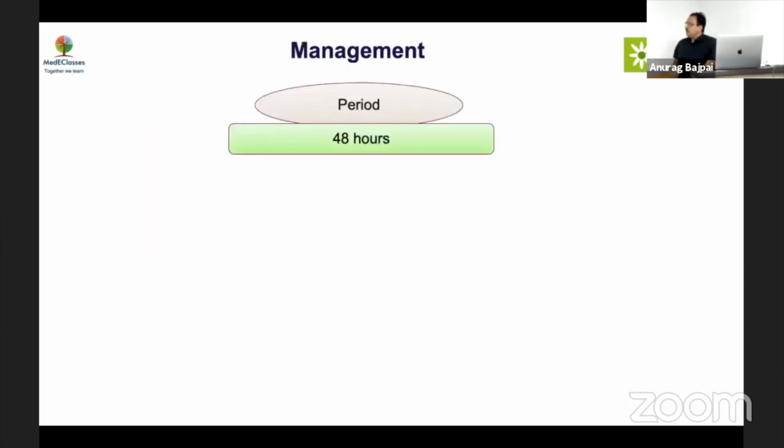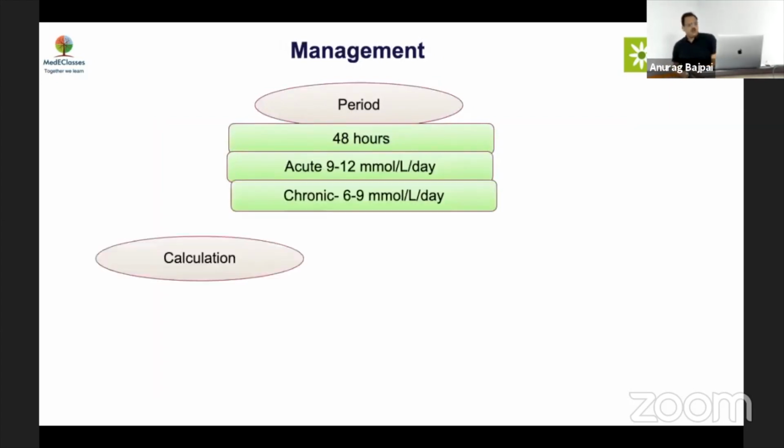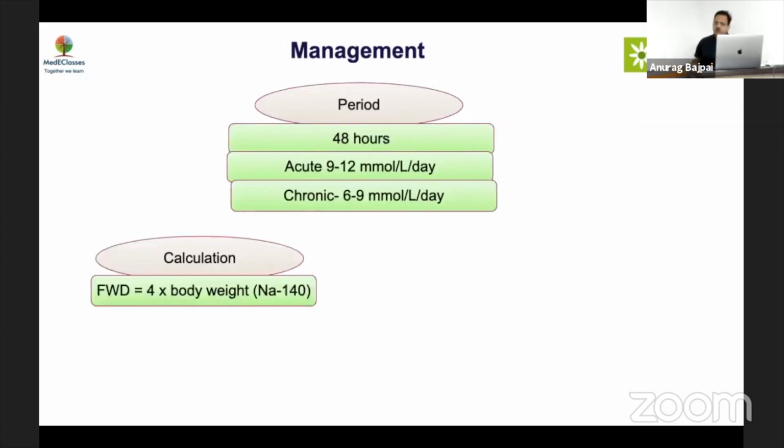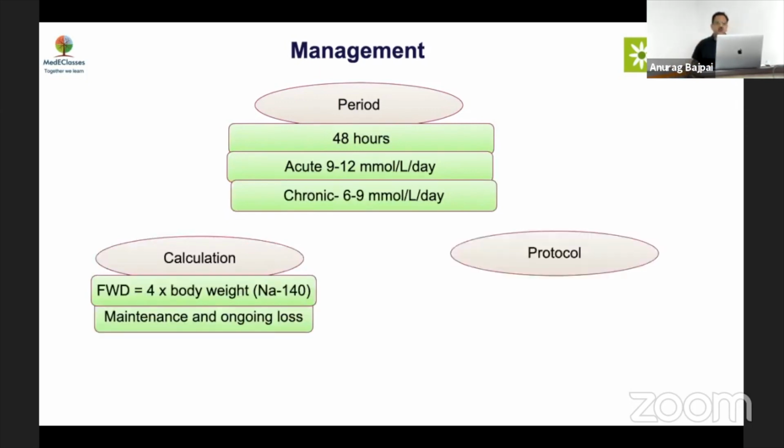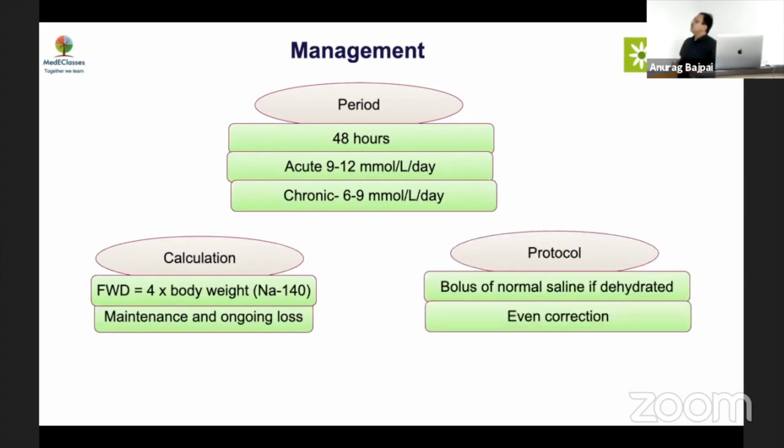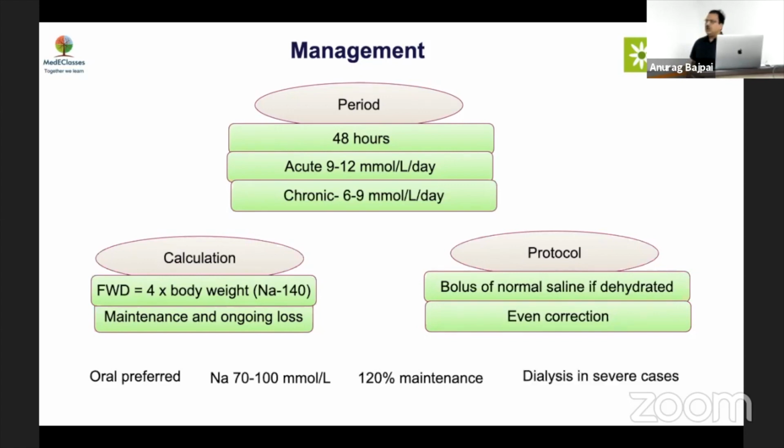Now, management again has to be slow over 48 hours. Don't correct it very quickly. For calculation, there's a proper formula for free water loss, or look at maintenance and ongoing loss, and then we follow that protocol of normal saline in that setting and give the correction. So this is how we go. Preferably oral. If you have around 70 to 100 millimoles per liter, that sodium is good enough. 120% maintenance, and dialysis in severe cases is what is recommended.